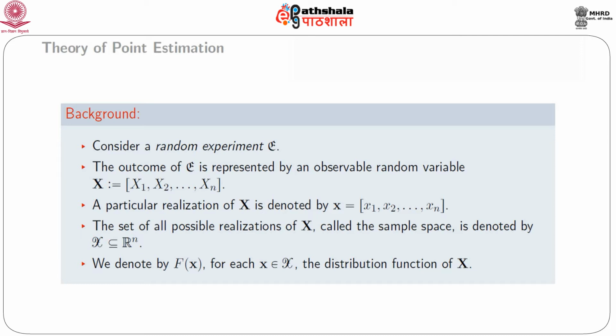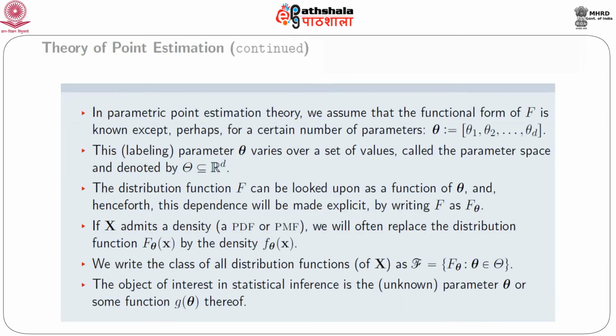The set of all possible realizations of the vector X is called the sample space, and it is denoted by script X. It is a subspace of R^n. We denote by capital F(x), for which x belongs to script X, the distribution function of the vector X.